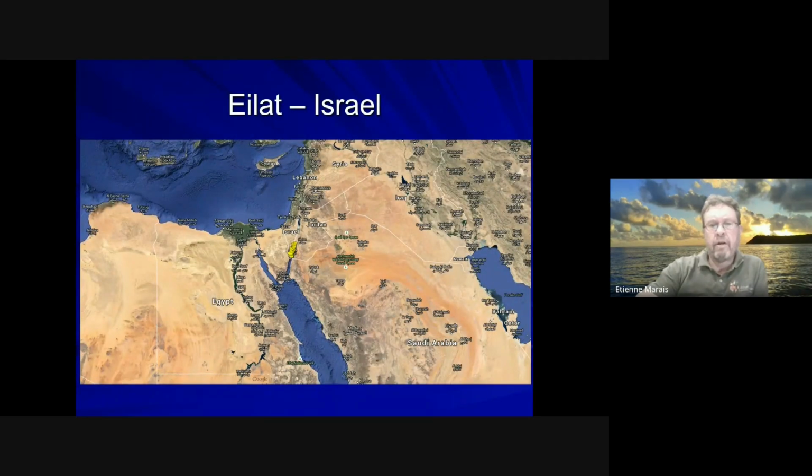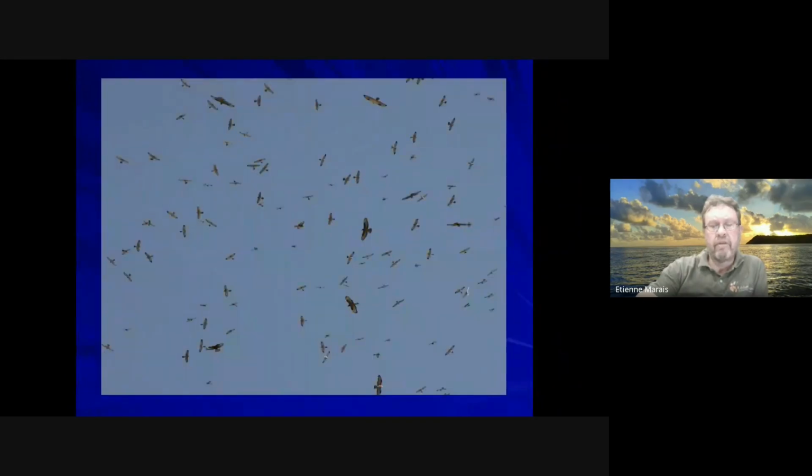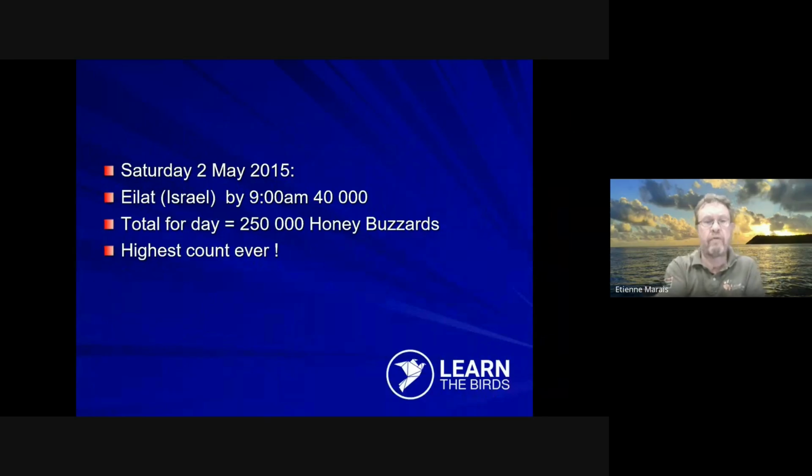Now, there's a very interesting bit of anecdotal research here, because if you read the large Handbook of Birds of the World, they'll give you a population estimate, and one of the population estimates from extensive studies was about 17,000 pairs in Europe. But in Eilat, in Israel, which is one of the migration bottlenecks, as it were, where lots of birds come through, you have all this observation going on. And on one particular day, Saturday, 2nd of May 2015, they had 40,000 honey buzzards by 9 a.m. crossing over, and the total for the day was 250,000 honey buzzards, which was substantially more than what was assumed to be the global population at that stage.